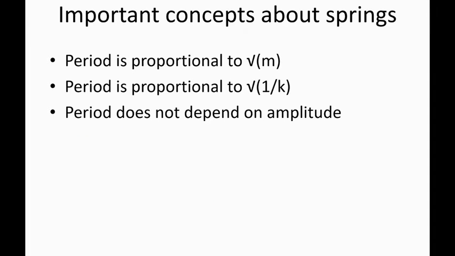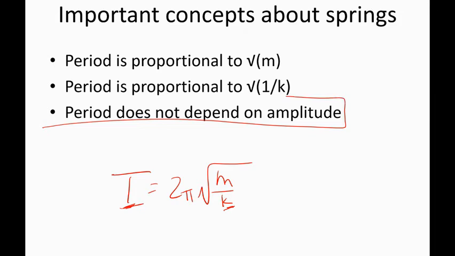Now, there are a couple of things that are important for you to remember about springs. First off, period is proportional to the square root of m, because remember, T equals 2 pi square root of m over k. So as m goes up, your period is going to go up. Period is proportional to 1 over the square root of k. So as your k value goes up, your period is going to go down. And why is that? Well, because the spring is harder to compress or to extend. And because of that, your period of motion is going to be smaller. Okay. Period does not depend on amplitude. It is so important for you to know that. Period does not depend on the amplitude. Okay.